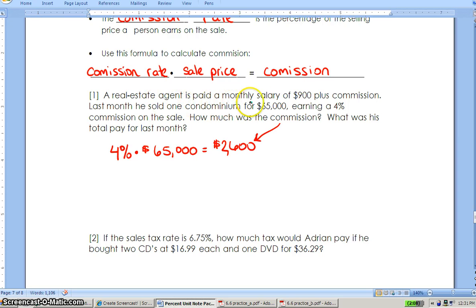And then it says, what was his total pay for last month? So it says here that he is paid a monthly salary of $900 plus commission. So we are going to do $900 plus the commission. So $2,600 plus the $900. And if we add that all up, we find that the total monthly pay for last month was $3,500.